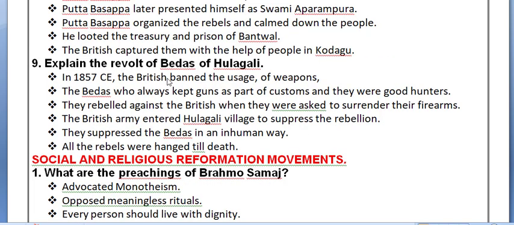Explain the revolt of Bedas of Halagali. In 1857, the British banned the usage of weapons. The Bedas, who always kept guns as a part of custom and were good hunters, rebelled against the British when they were asked to surrender their firearms. The British army entered Halagali village to suppress the rebellion. They suppressed the Bedas in an inhuman way. All the rebels were hanged till death.